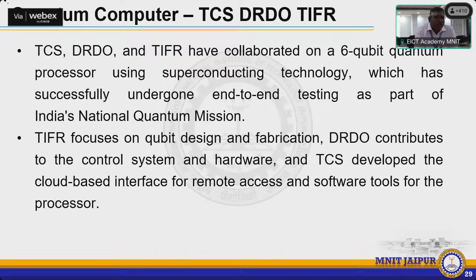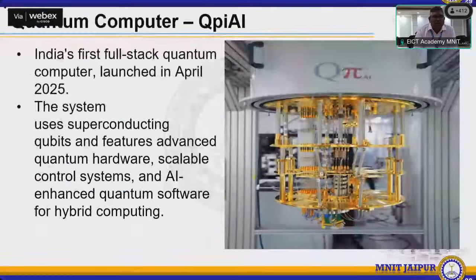TIFR focuses on qubit design and fabrication. DRDO gave the control system and hardware. TCS developed the front end, or the cloud-based interface, and of course the software tools that are required for the processor. It's also a full stack computer, but it's only a 6-bit quantum computer.